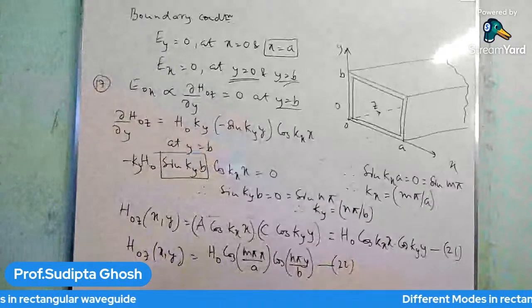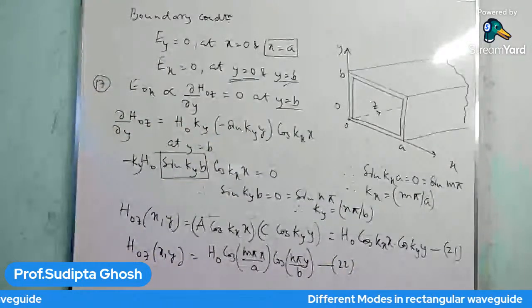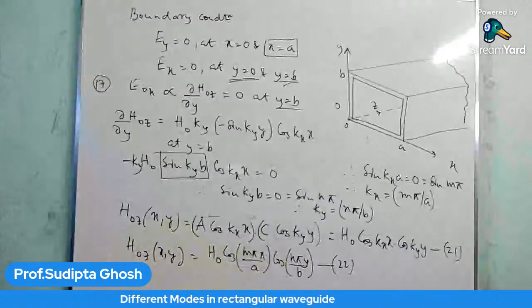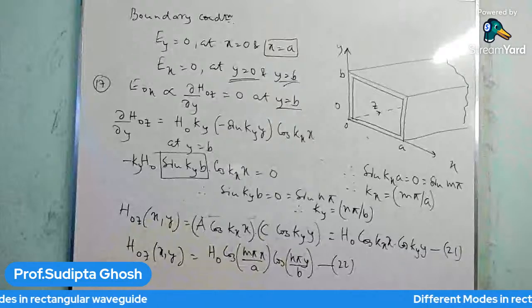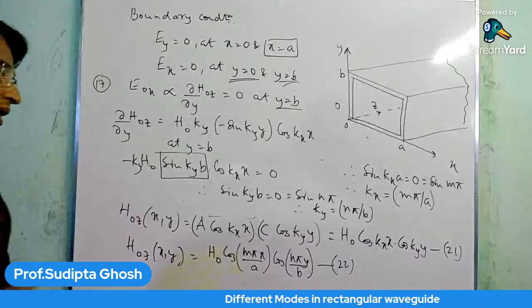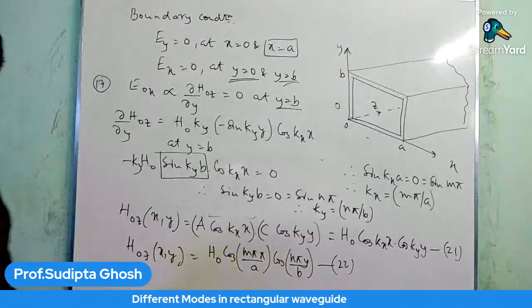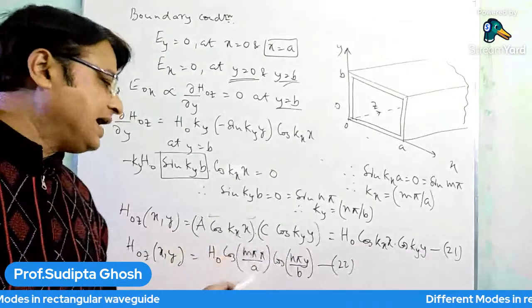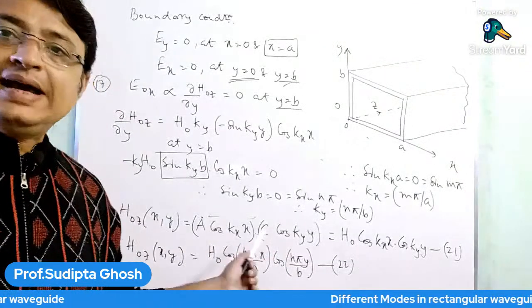You can find that here the component HOZ, that is the transverse component, sorry, this is the longitudinal component, its value depends on M, N and A, B.